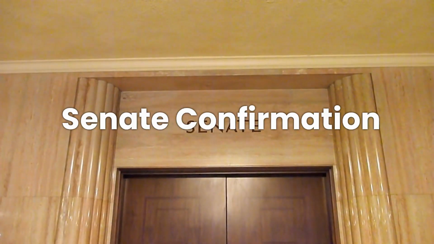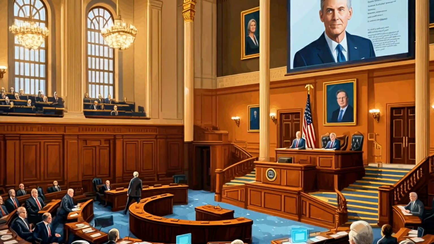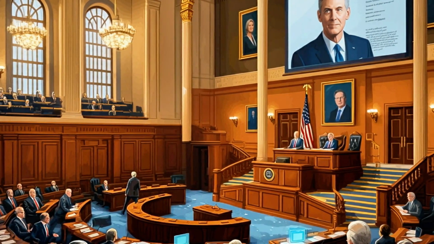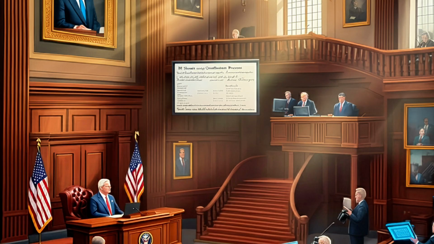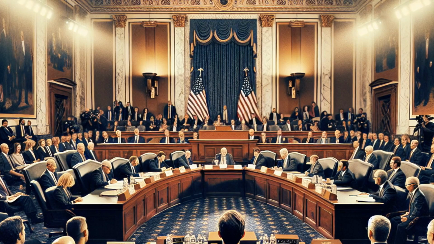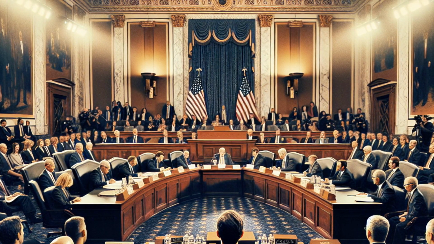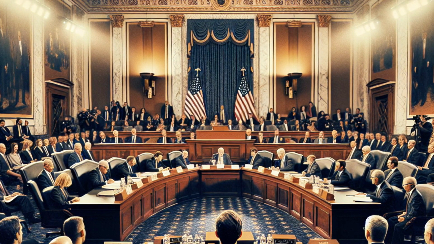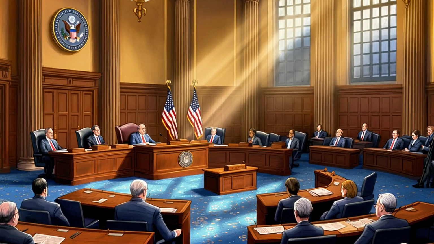Senate confirmation. After the president formally nominates the candidate, the confirmation process in the Senate begins. This process includes several key steps. Committee hearings: the Senate Foreign Relations Committee holds hearings to question the nominee and assess their qualifications. These hearings can be extensive, often lasting several days.